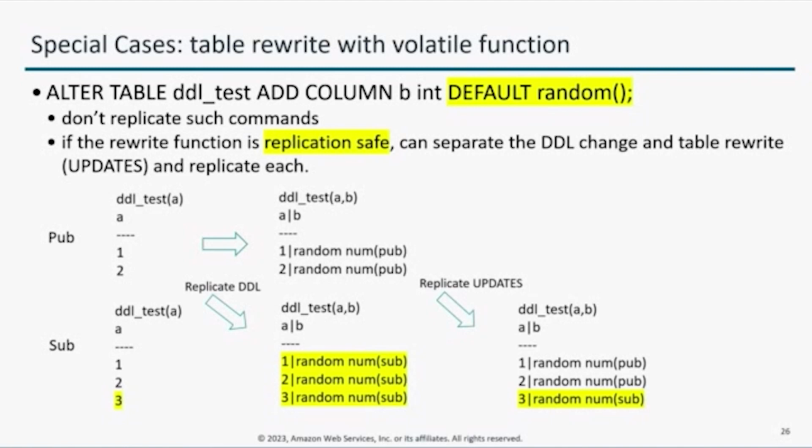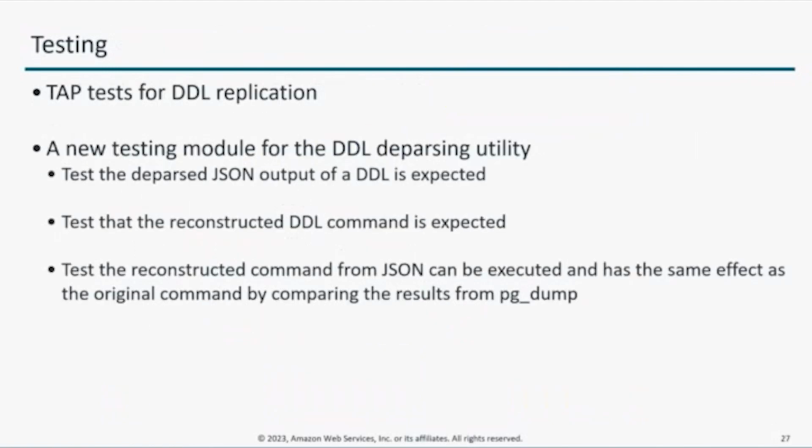So for testing, we have added testing for DDL replication using the TAP framework. Another big part for testing is we're adding a new module for DDL deparsing utility testing. So we're trying to test that the DDL output is actually expected. The reconstructed DDL commands are expected, and also we're testing that the reconstructed command from the JSON string can be executed, and it has the same effect as the original command by comparing the results from pg_dump.